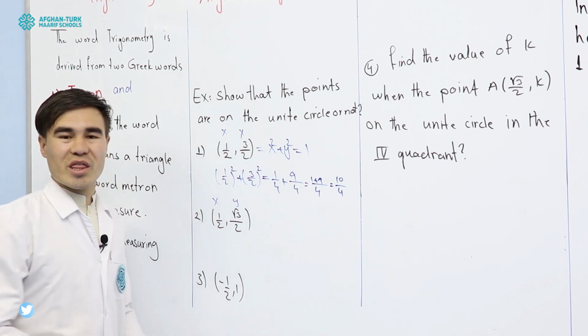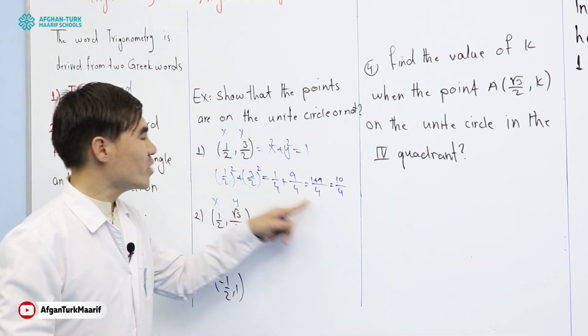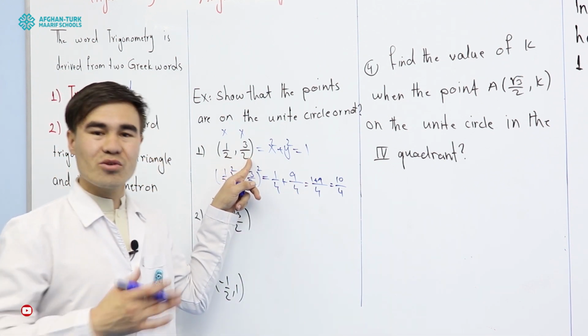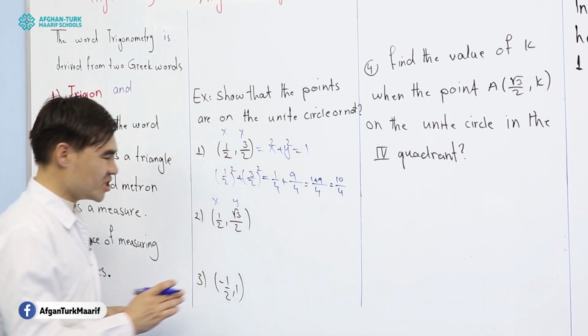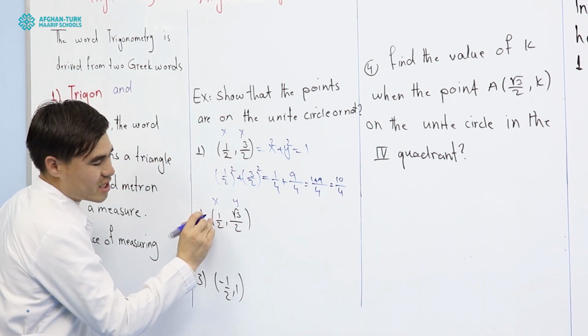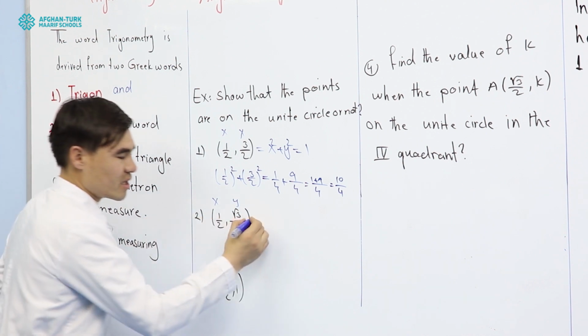This is not equal to the number 1. For this reason, we reject it: the given point is not located on the unit circle. Let's check the second one. This is the x and this is the y component here.